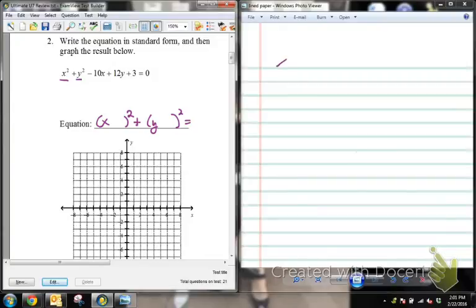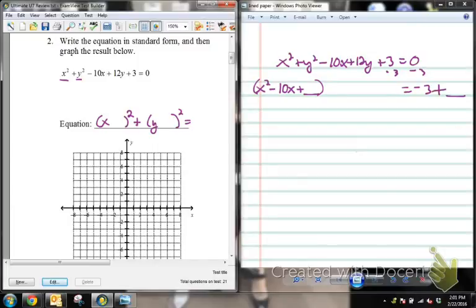So I'm going to start by writing that big long equation, x squared plus y squared minus 10x plus 12y plus 3 equals 0. And the first thing I'm going to do is I'm going to take that 3, I'm going to move that over. I'm going to subtract 3, so that's now on the left side, and on the right side. And then on the left, I'm going to start by arranging my x's together. I'm going to start with x squared minus 10x plus blank.